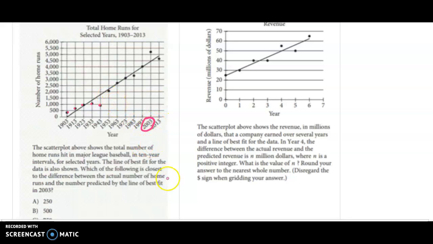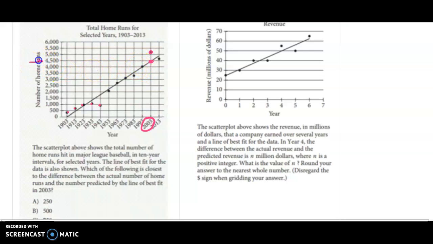And so in 2003, it's asking us for the difference between the actual number of home runs, which is going to be one of these actual plotted points. In 2003, it looks like that was here, as well as the number predicted by the line of best fit. So if we were trying to predict what the value would be, we would be looking at this line of best fit. And we notice, hey, there's a difference. These two points are not the same. And so it's asking for exactly what that difference is.